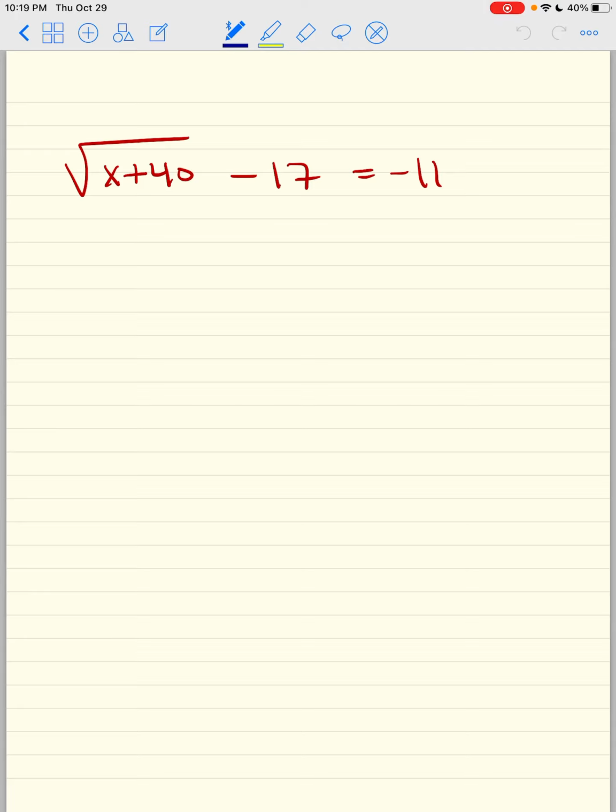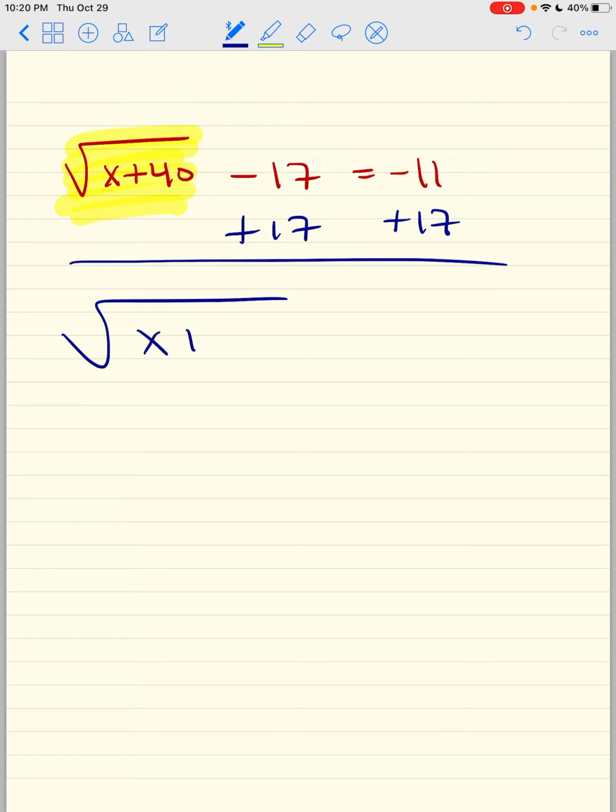The most important thing is to move everything away from the square root. Okay, so what we're going to do here is we're going to add 17 to both sides just to move it away. Once you move that away, this becomes 0 and this becomes 6, because if you have 17 and you owe me 11, then you have 6 left over.